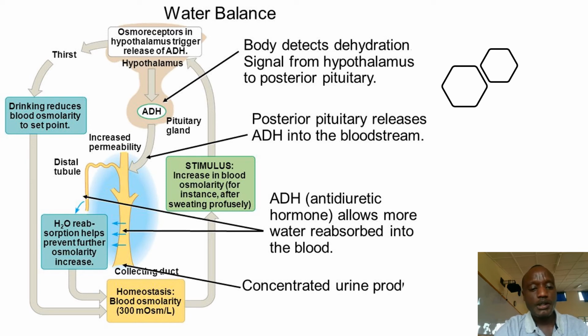So again, downward on the collecting duct, as the collecting duct and the distal convoluted tubule become more permeable to water, guess what would happen? You see now, they indicate to us how concentrated urine is produced.